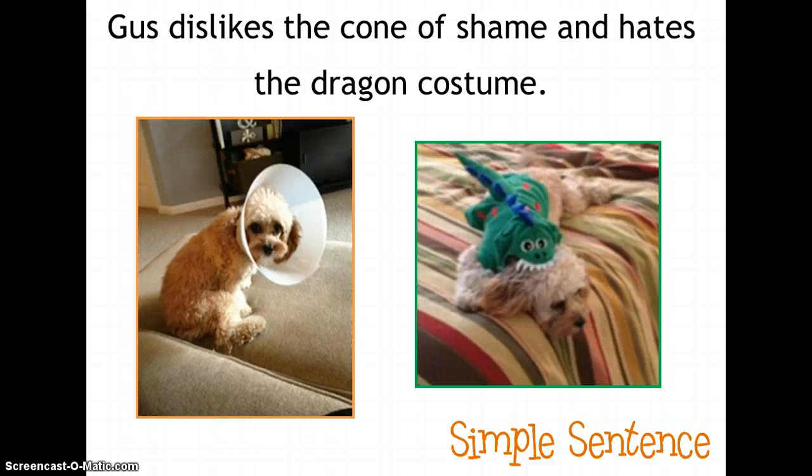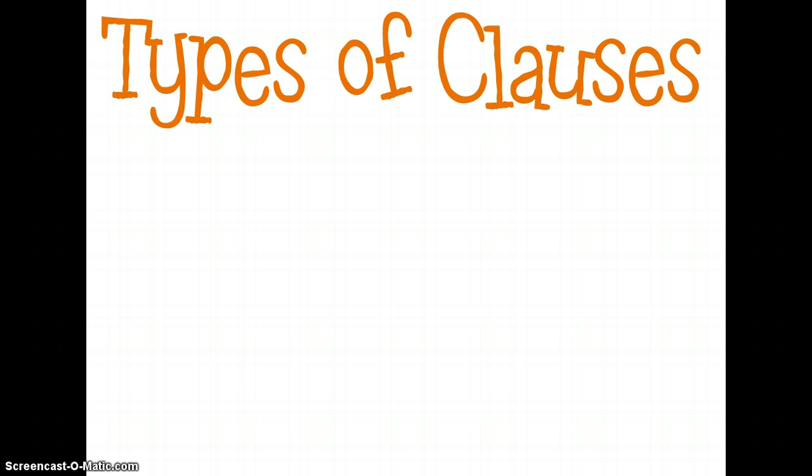Well, if we read our sentence, Gus is our subject. Now what is Gus doing? He dislikes and hates. So in this sentence, we have what we call a compound verb simple sentence, because Gus is doing two things in that one sentence. Poor guy. So now we move into clauses.